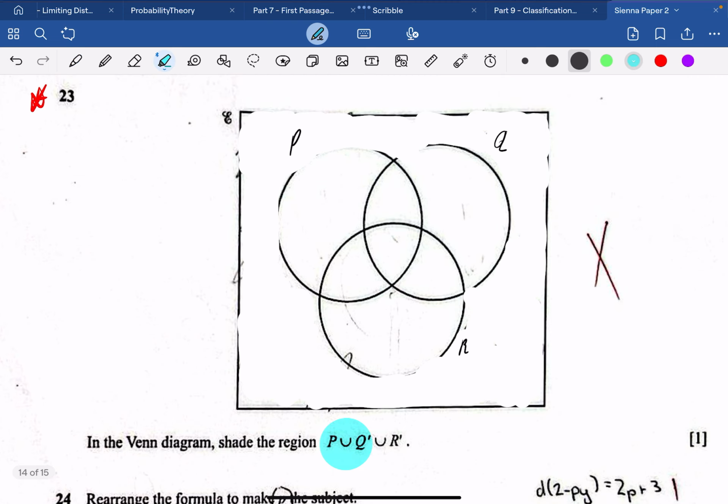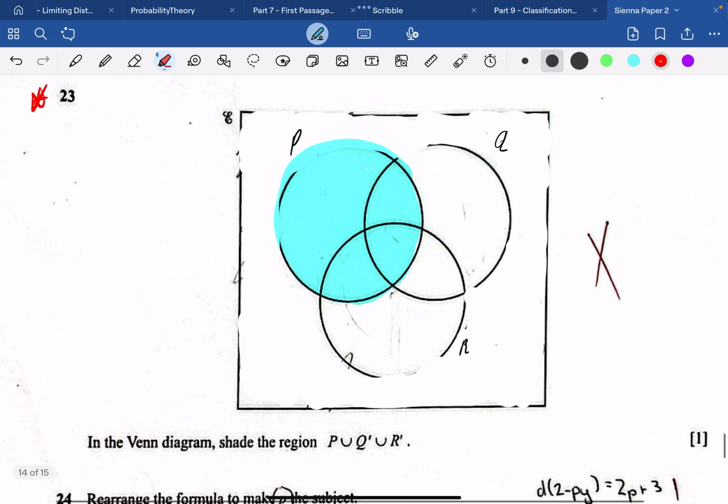So we want the red because it's union, right? So it's the whole of P, the whole of not Q, and the whole of not R. So what's P? P is this whole area, right? So we can color that in. What is not Q? Not Q is all of this.